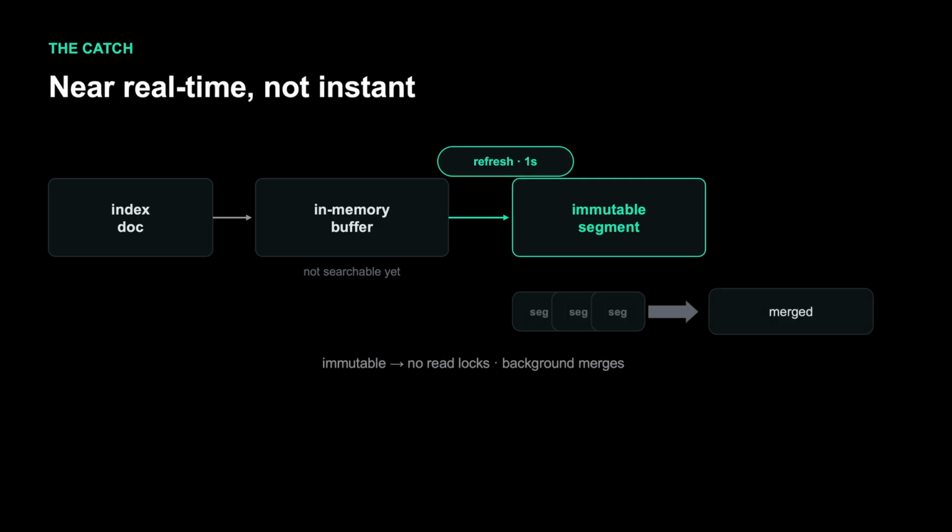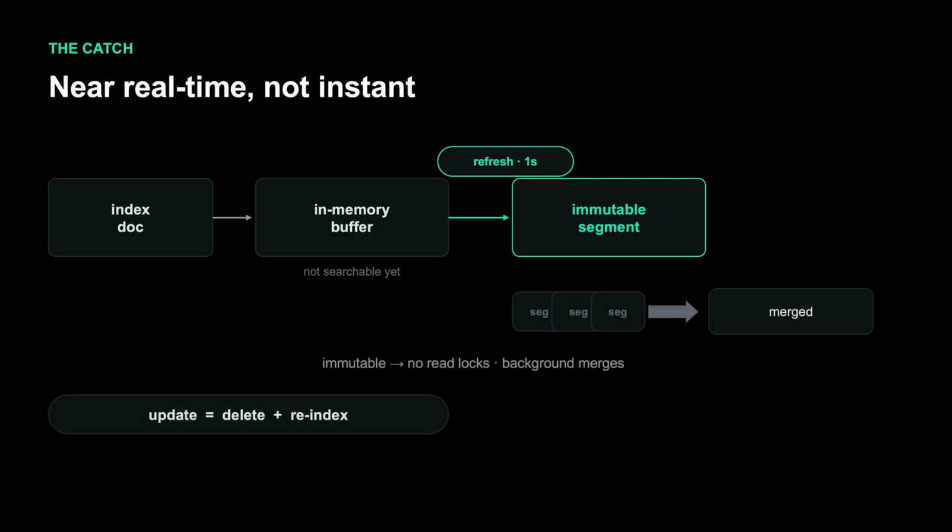That immutability is a gift. That is, no locks on read and old segments get merged in the background. It also means an update is really a delete plus reindex, and a brand new document is searchable about a second later. That 1 second gap is the price you pay for the speed on the read side. It's almost always worth it.